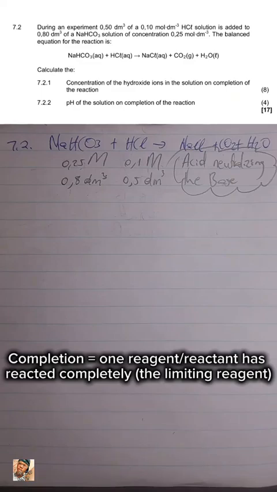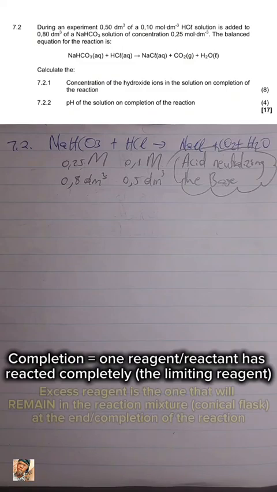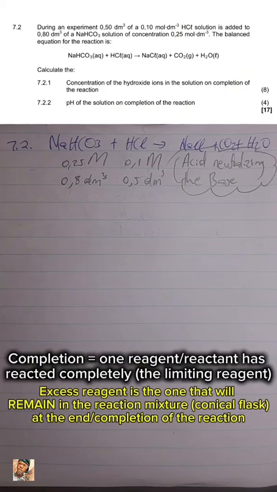Because we're talking about completion of the reaction, we have to know which one is going to react completely and which one is going to be in excess, meaning which one is going to remain after the reaction has completed. So after the reaction is completed, one of the two, either the acid or the base, is going to remain in the solution. And that is also going to determine the pH of the solution. However, we're going to get that in the next question.